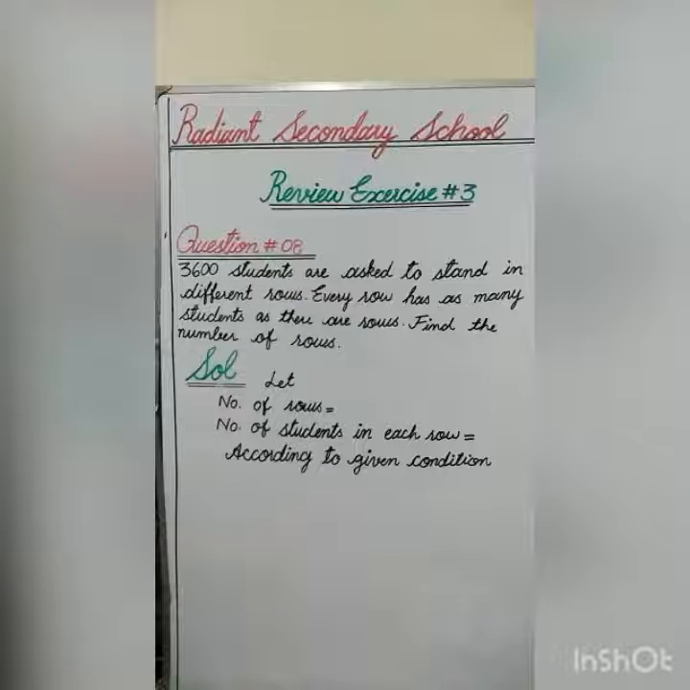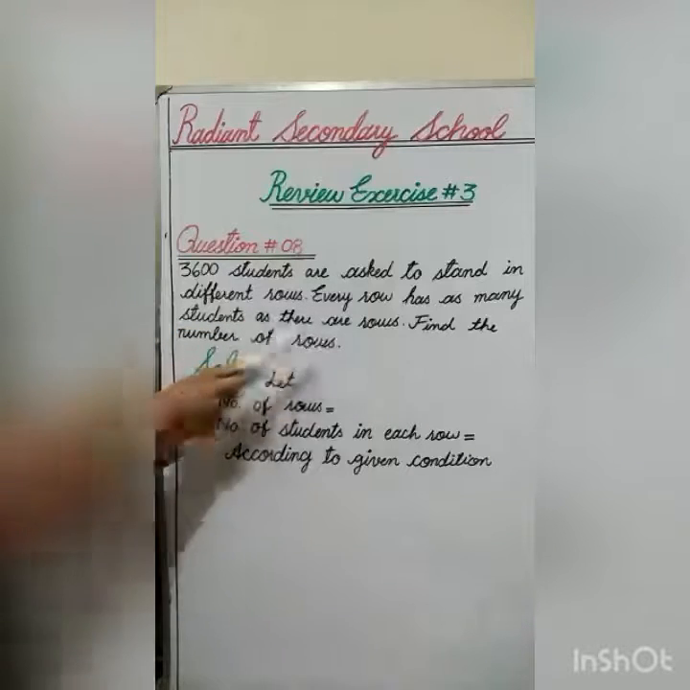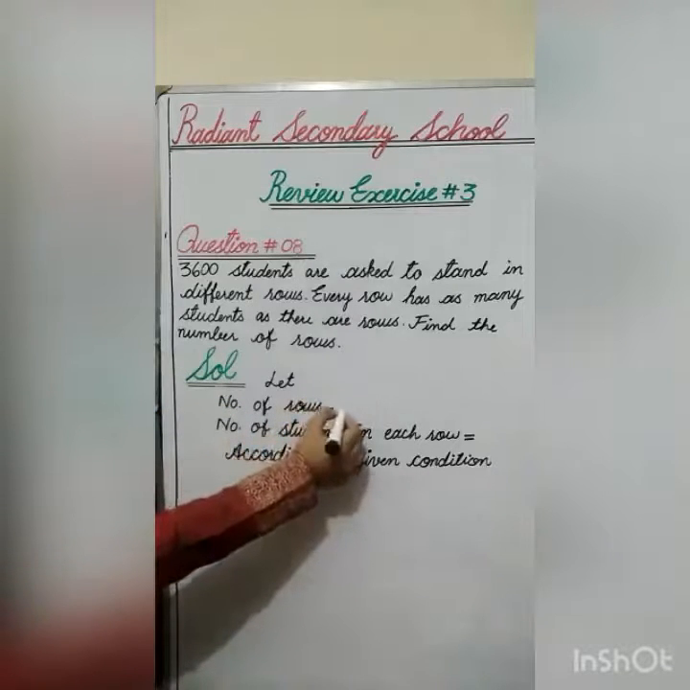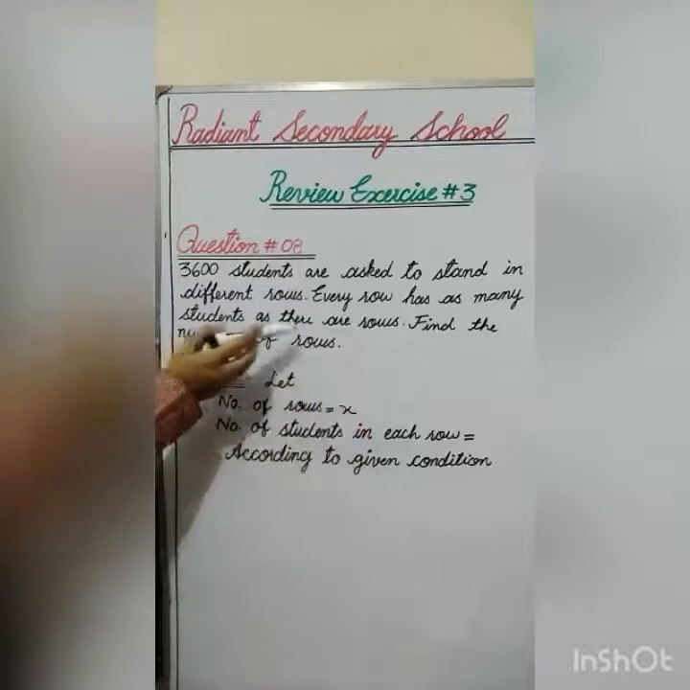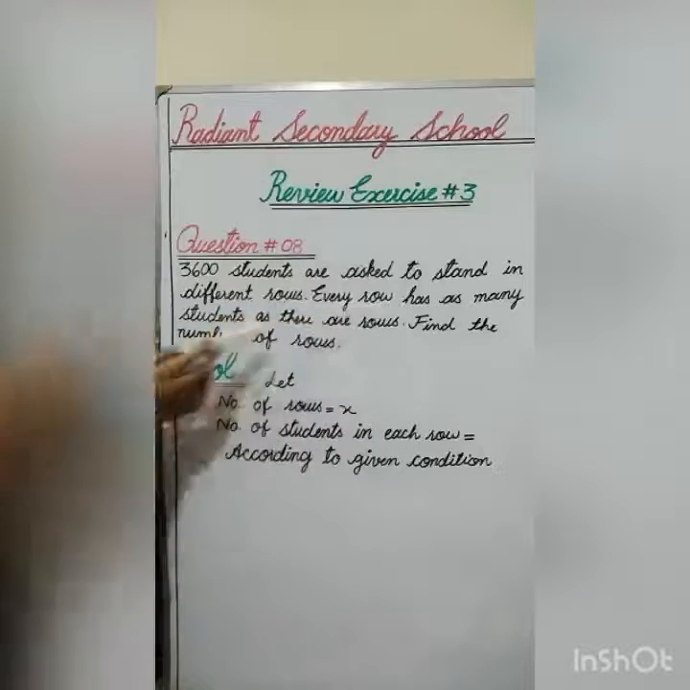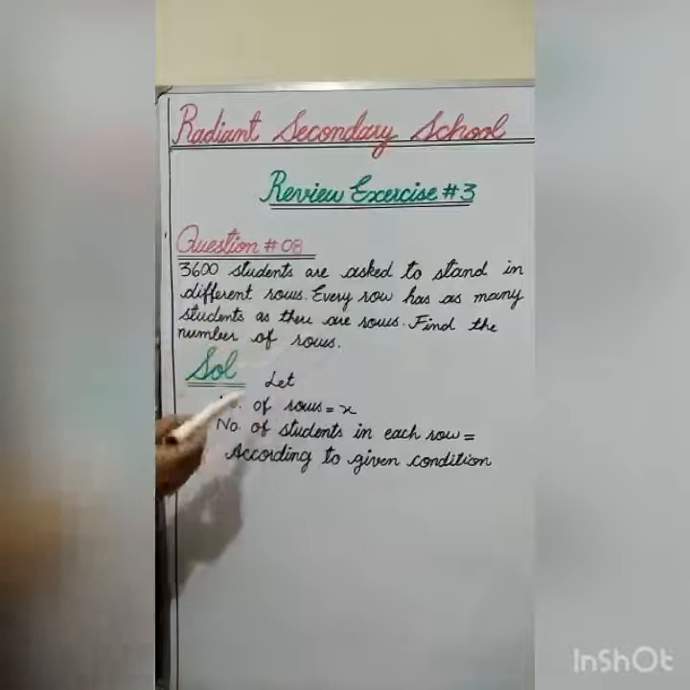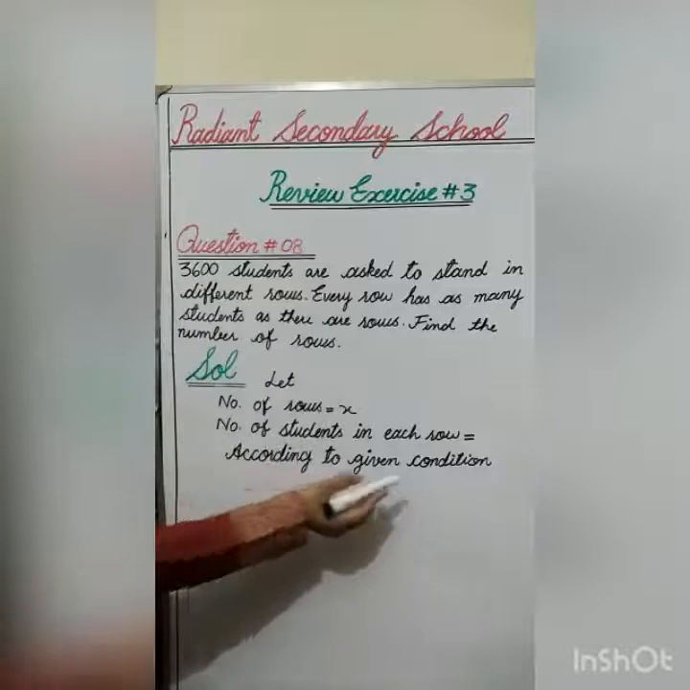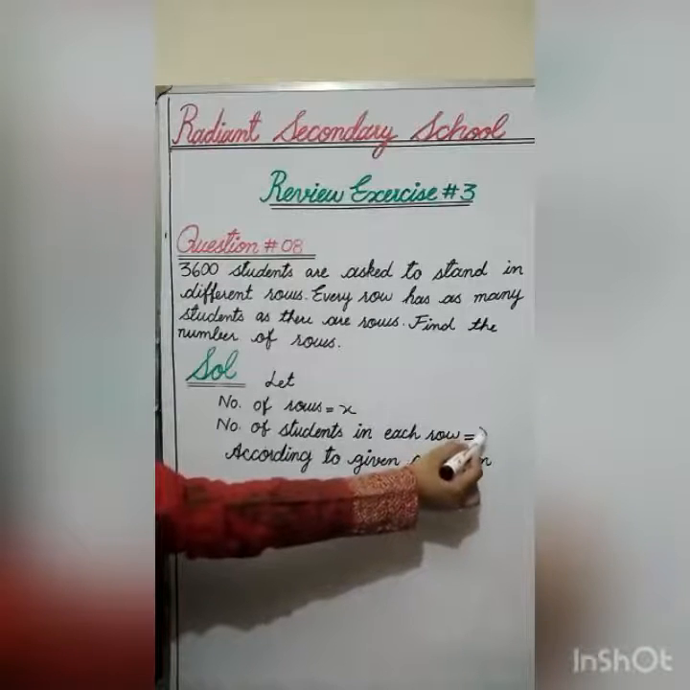Okay class, next question number 8 is: 3600 students are asked to stand in different rows. Every row has as many students as there are rows. Find the number of rows. First of all, suppose that the number of rows equals x. As you can read from the statement, every row has as many students as there are rows.